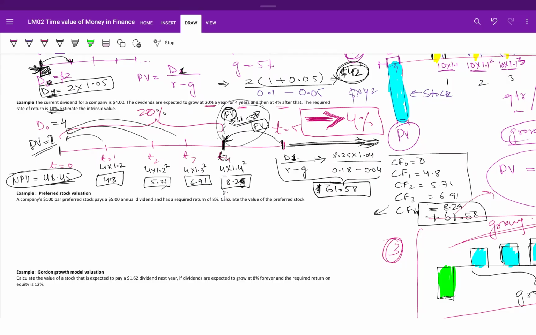So the company, how much are you willing to pay for a company whose dividend is going to grow at 20% for the next 4 years, and then at 4% thereafter, at a rate of 18%? The current dividend of the company is $4. So you are willing to pay $48.45 for that company's stock based on Gordon Growth's formula.